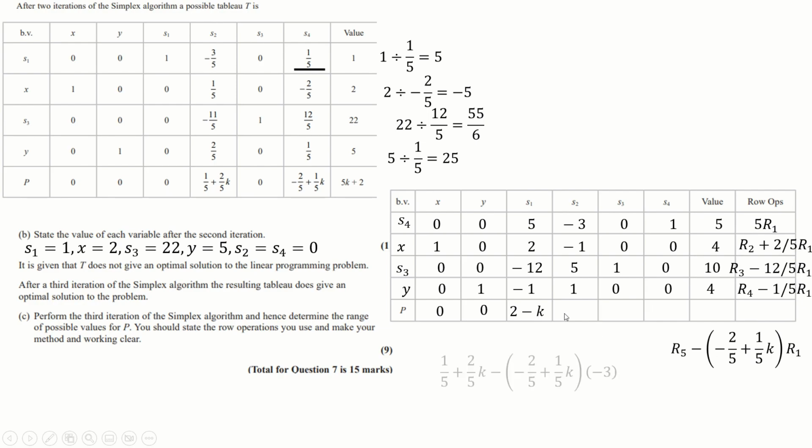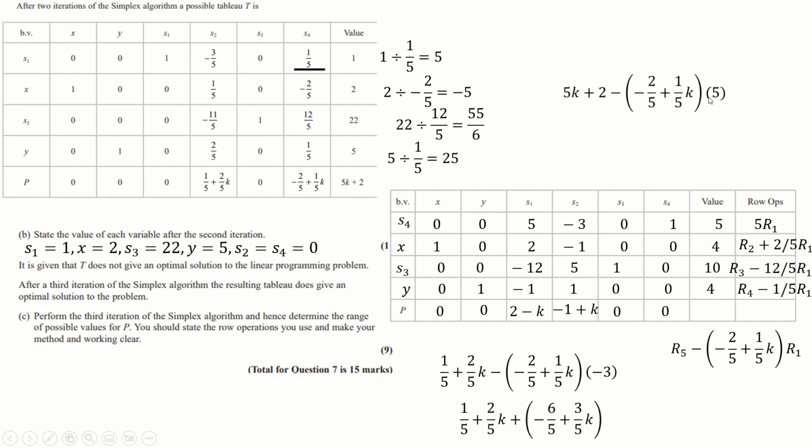This next one I decided to do some actual working for. It's going to be this minus this into there times this, so the minus 3 goes into there. Multiply that out and do the maths, and you get this. This one is just 0, so that's fine. This one is designed to be 0, so that's good. And then lastly, 5k plus 2 minus this times 5, I think, is what I need to do. That multiplies out, it simplifies to that, and we have this table.